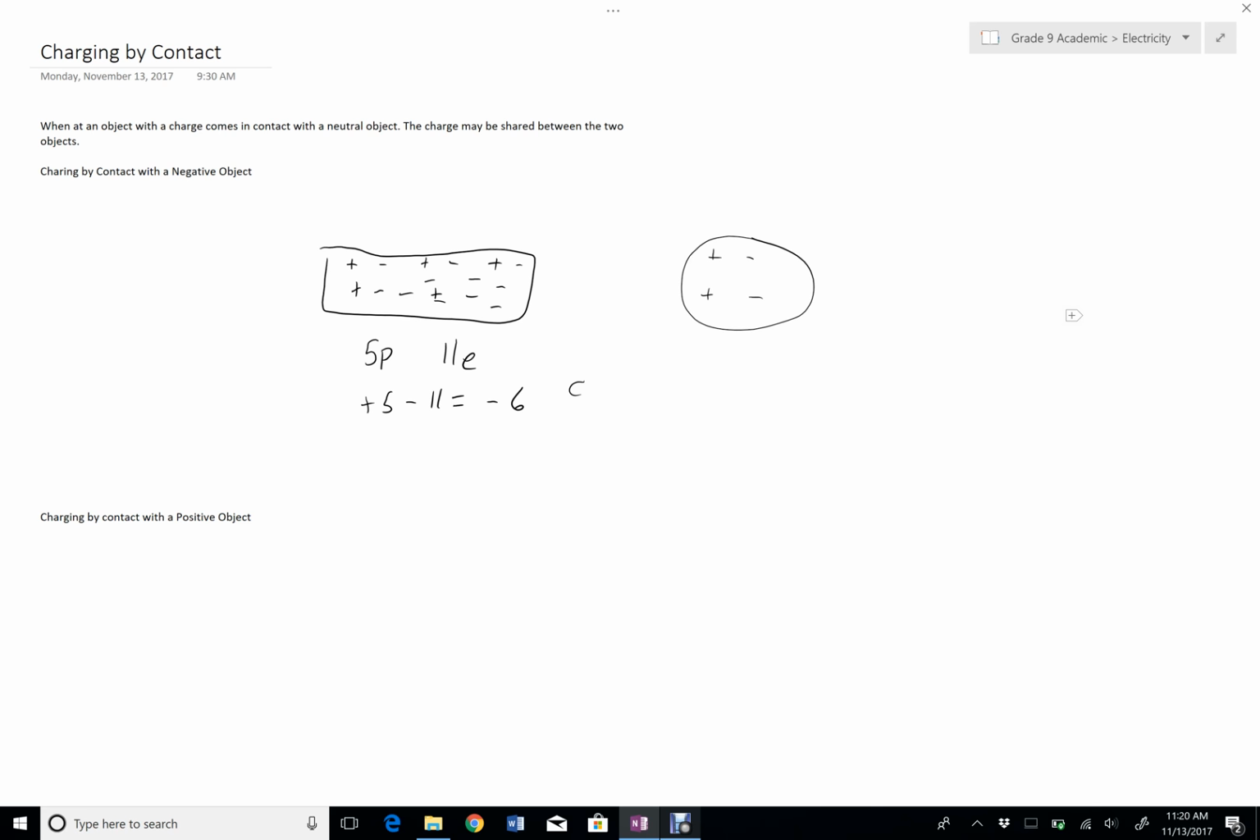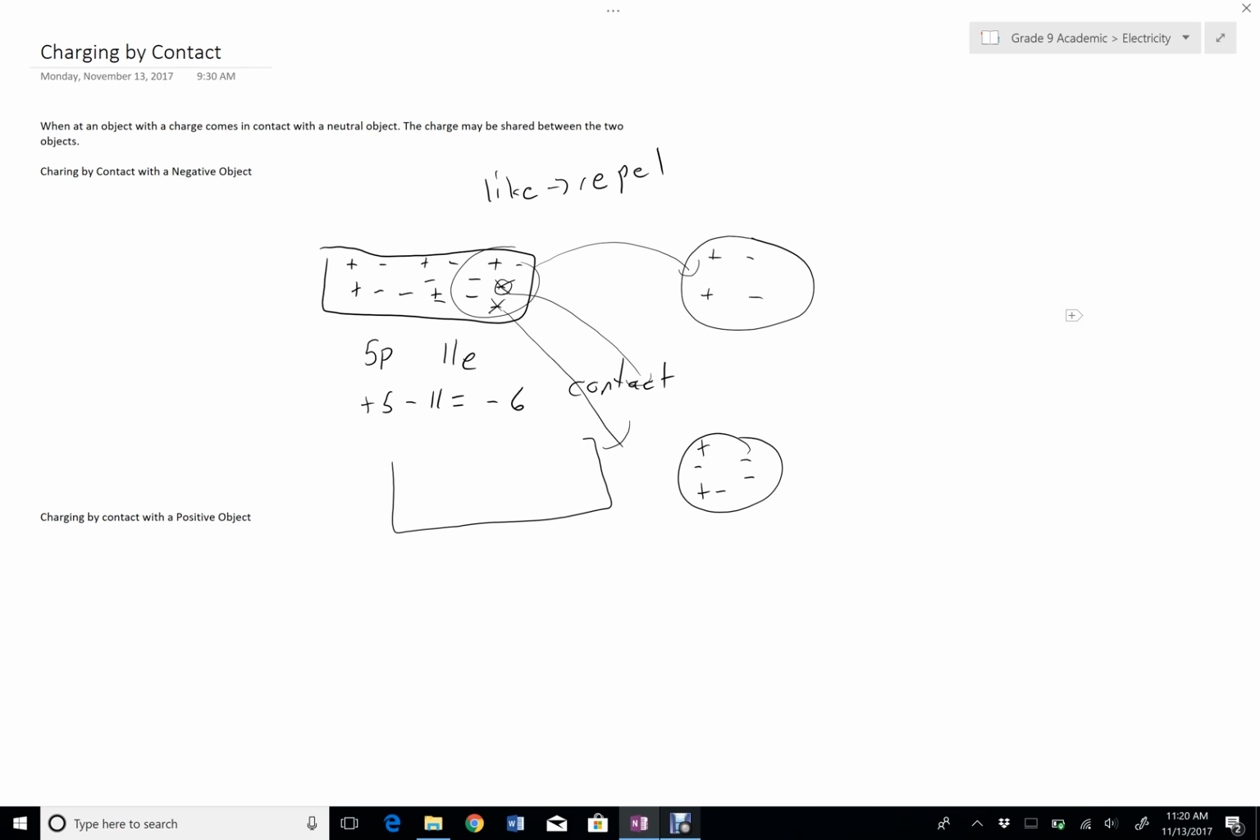So when they come in contact, what's going to happen is that because these electrons are like charges, they repel. So that means that they're going to repel, and some of them are going to jump ship and come over to this neutral object. Let's say 2 electrons come over. So that means this one and this one come over.